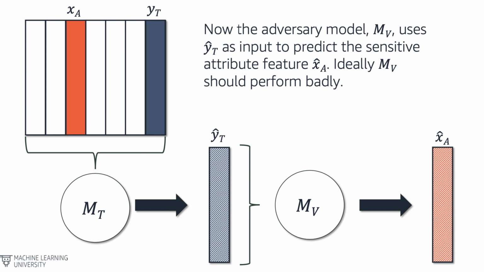What happens next is the adversarial M subscript V is now going to consume these outputs, or sometimes outputs in combination with some of the data from the original dataset, and it's trying to re-engineer the sensitive attribute X subscript A. So now this is going to be a prediction, and that's why we denote it as X hat A. And as I mentioned just a moment ago, the idea is to maximize the success of MT, so the original model, while minimizing the success of MV.